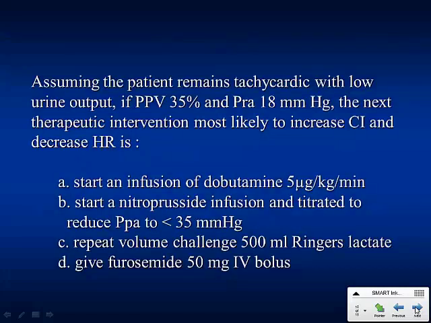So assuming the patient remains tachycardic with a low urine output, if the pulse pressure variation is 35 and the CVP is now rising to 18 because it was 15 before, the next therapeutic intervention most likely to increase cardiac output and decrease heart rate is, same patient: give dobutamine, start nitroprusside because you're worried about the pulmonary hypertension, which means you have to put a PA catheter in? Remember, she was a smoker. Repeat the volume challenge with Ringer's lactate, or give Lasix because she's obviously volume overloaded.